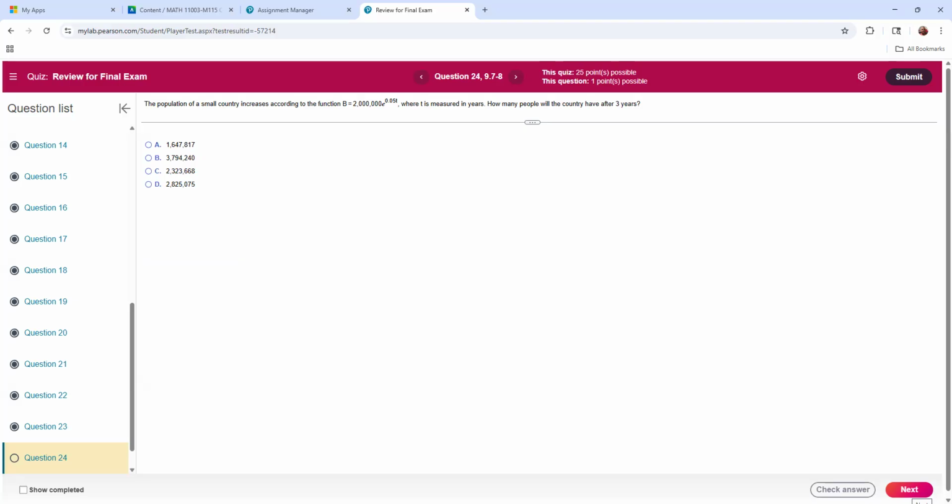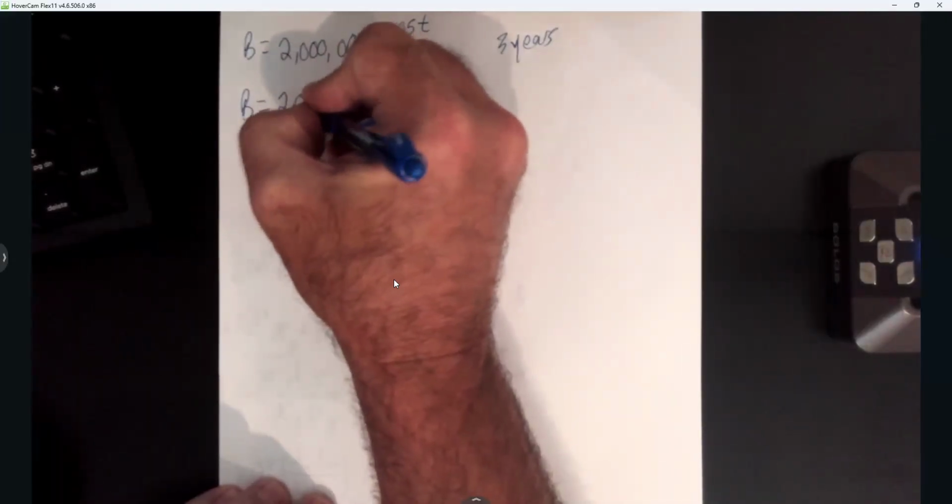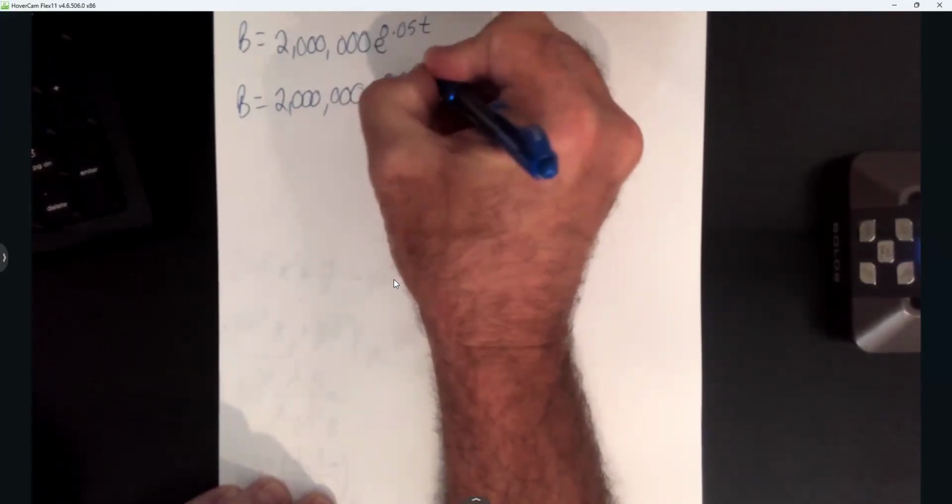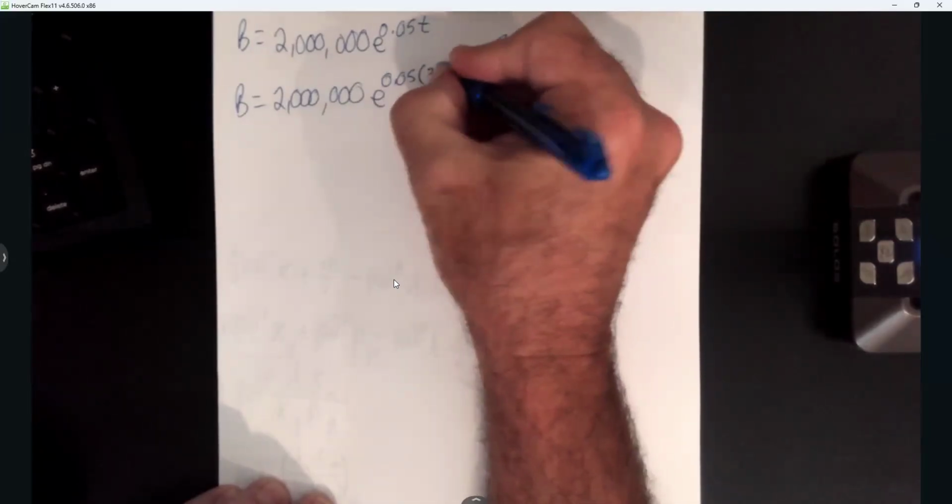Sort of goes back with what we did yesterday, Monday, with the 9.7. The only difference is we're giving you a formula and we want to know how many people the country will have after 3 years. So basically, you're just going to put a 3 in for the t and solve this. So we're going to be finding B equals 2 million e to the 0.05 times my t, which is 3 years.